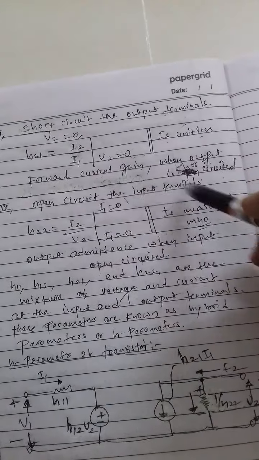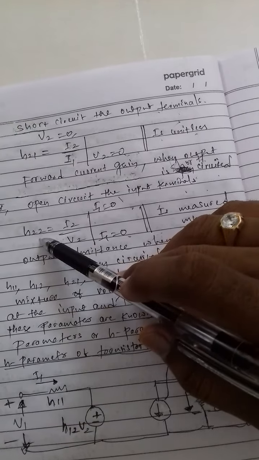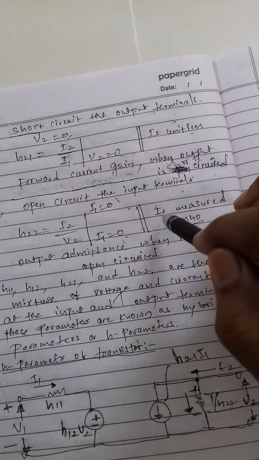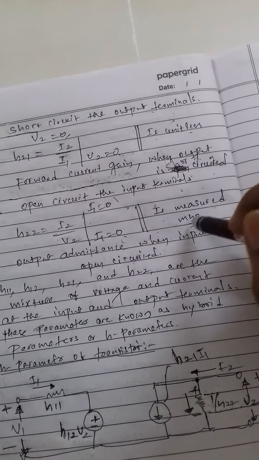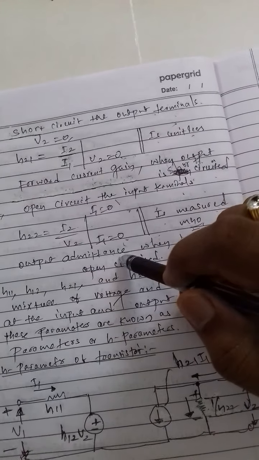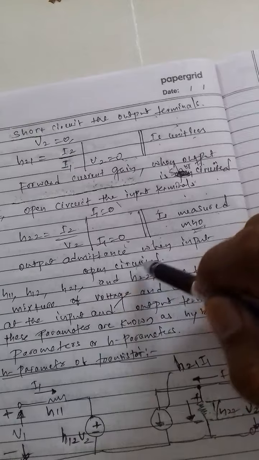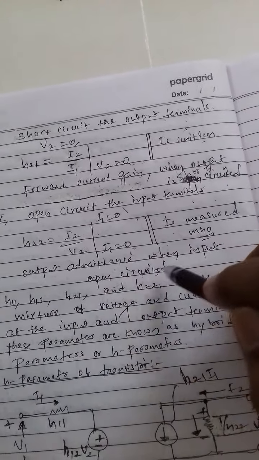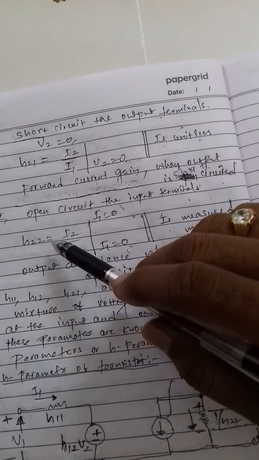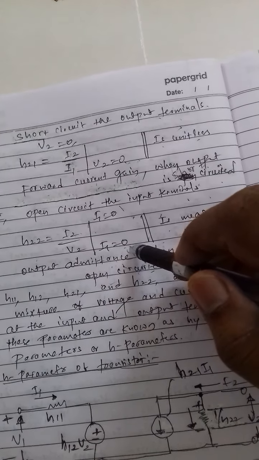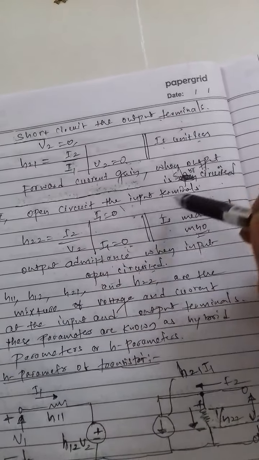Open circuit the input terminals, that is I1 is equal to 0, so that H22 is equal to I2 upon V2 when I1 is equal to 0. It is measured in Siemens. This is the output admittance when the input is open circuited.